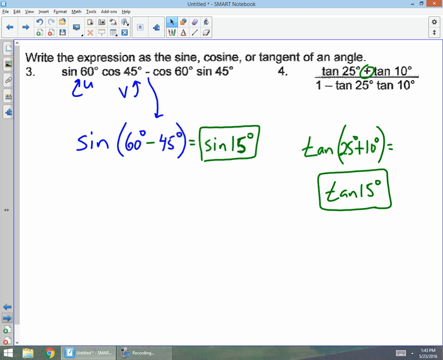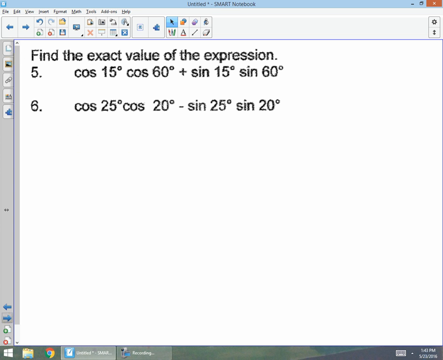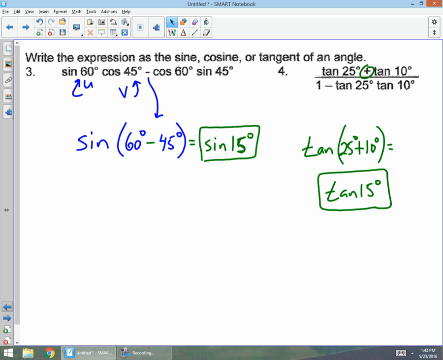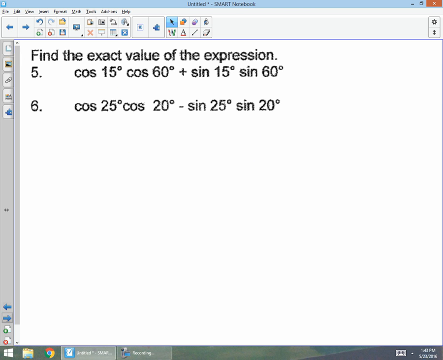So question 3 pretty short, question 4 pretty short, question 1 half a page of work. It really depends on the question that you're answering. 5 and 6. Now the words on this are slightly different than 3 and 4. 3 and 4 said write the expression of an angle. This one says find the exact value of that particular expression. So we're going to do the same sort of skill, but just take it one step further.